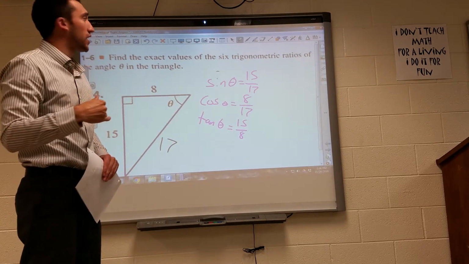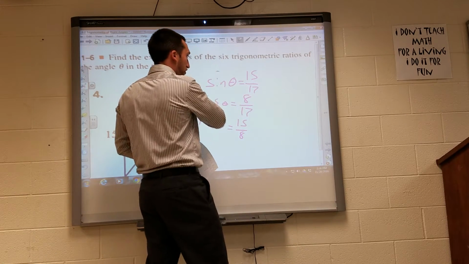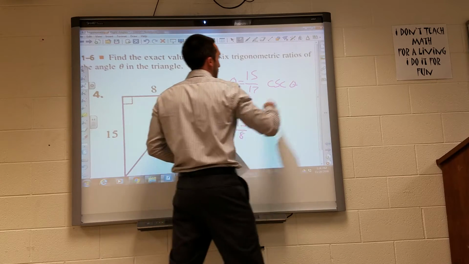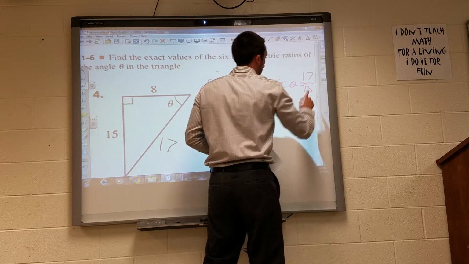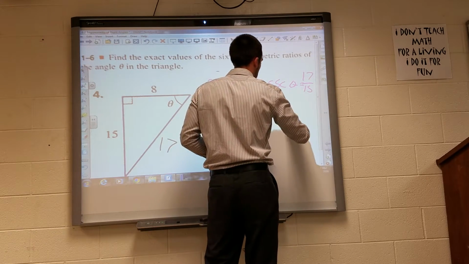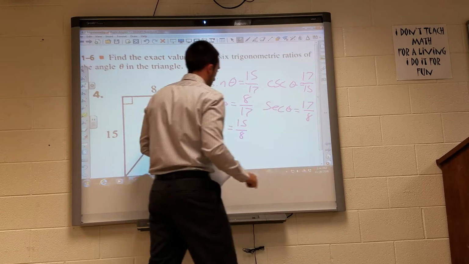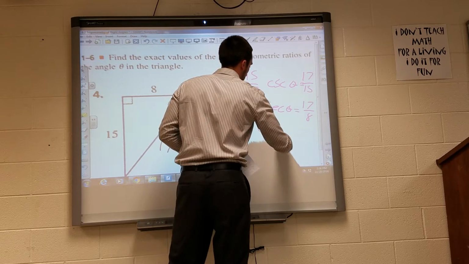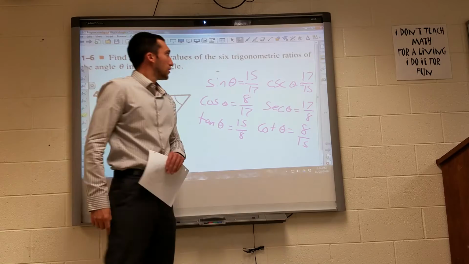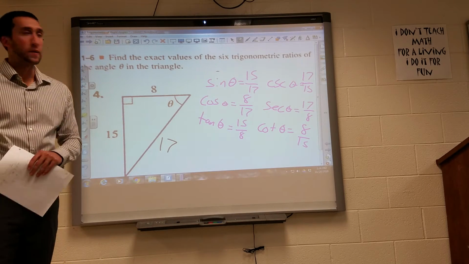And then we've got to do the opposite trig functions as well. So we're going to have cosecant theta, that's the opposite of sine, and that's just 17 over 15. We're just going to flip sine over. Same thing with secant, we're going to flip cosine over. And same thing with cotangent, we just flip the tangent over. So those are the 6 trigonometric ratios of whatever that angle may be.